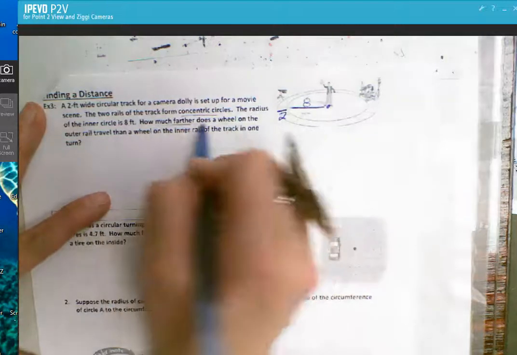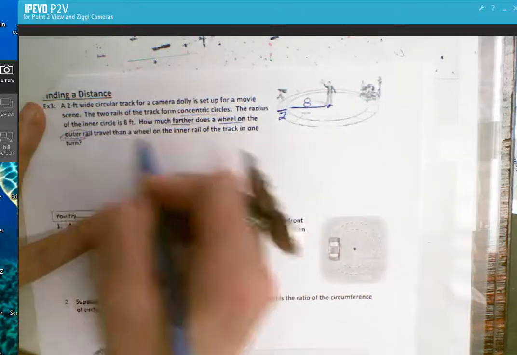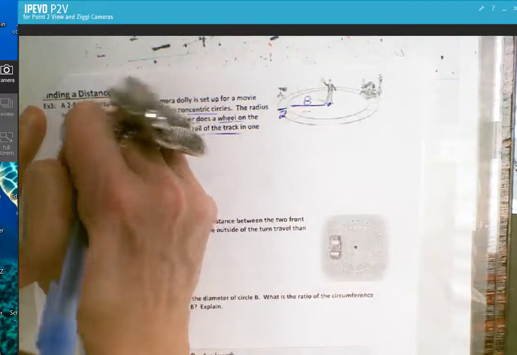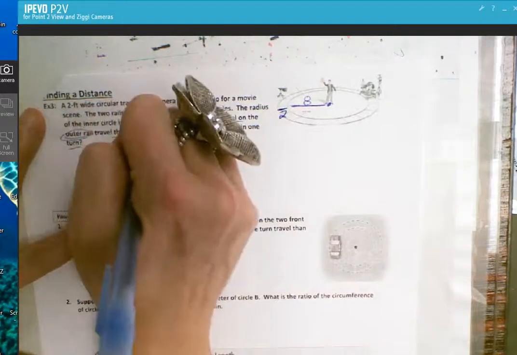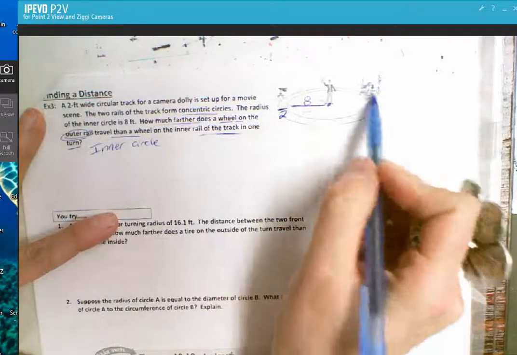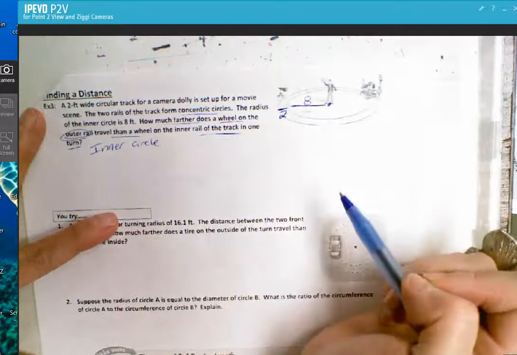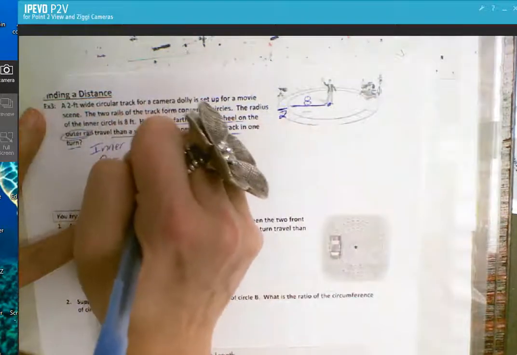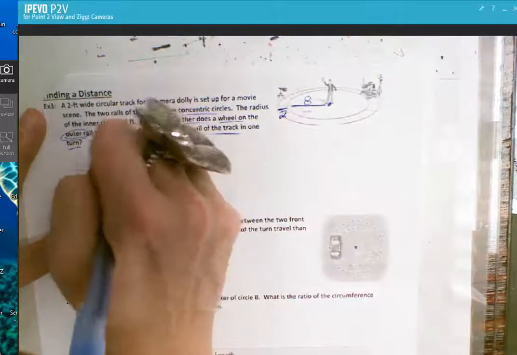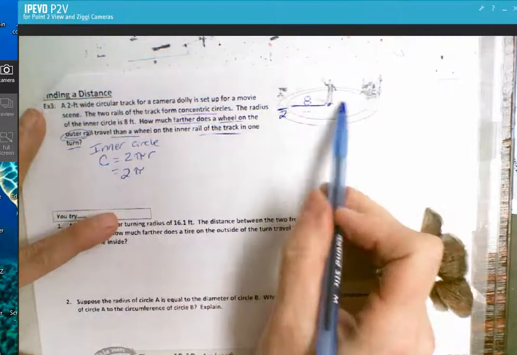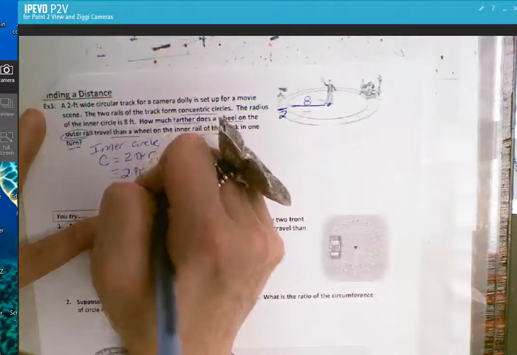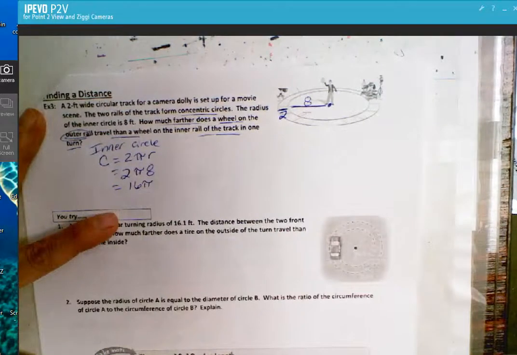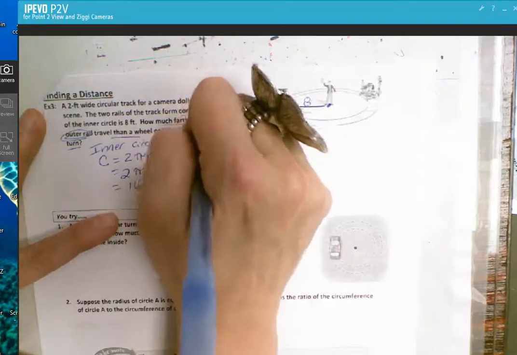How much farther does the wheel on the outer rail travel than the wheel on the inner? So if I'm looking at the inner circle, I can take a look all the way around the circumference to find out how far it travels each time it goes around. I know circumference is equal to 2 pi r. 2 pi, the radius of this inside circle is 8. So we end up with 16 pi. So I'm going to leave that for a minute, and I'm going to go take a look at the outer circle.